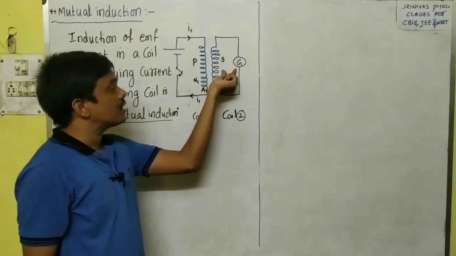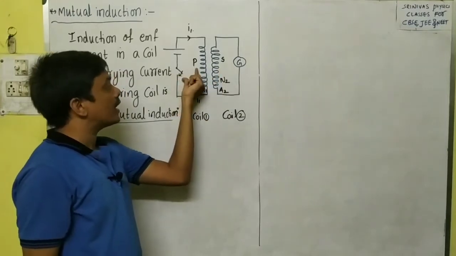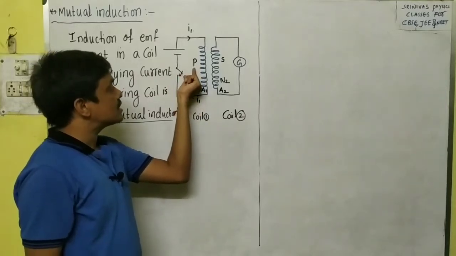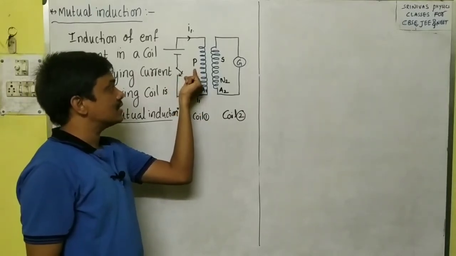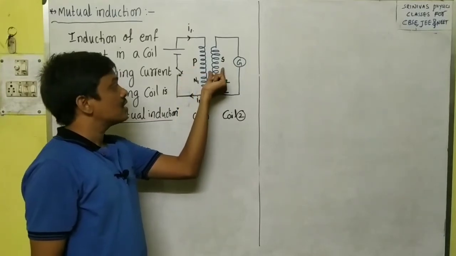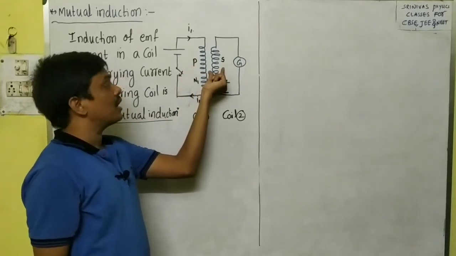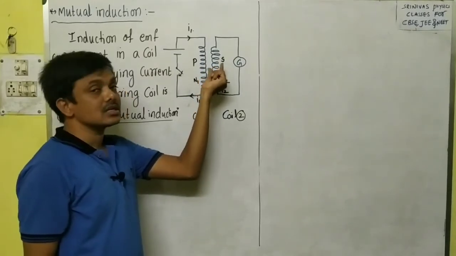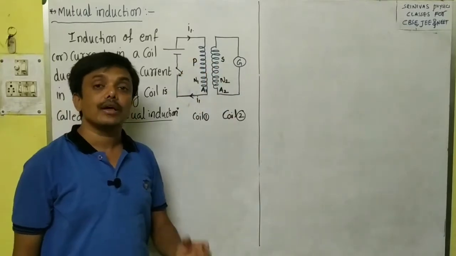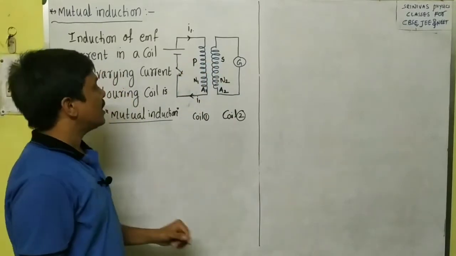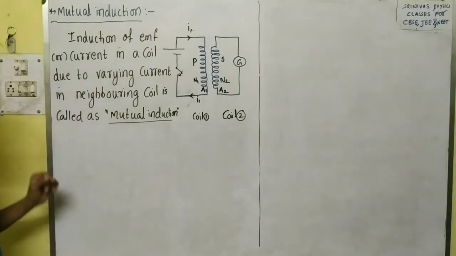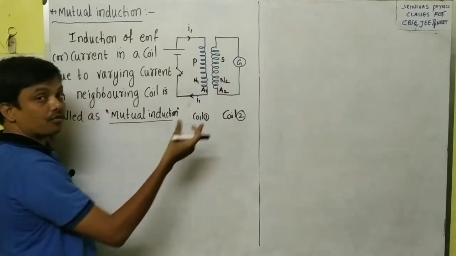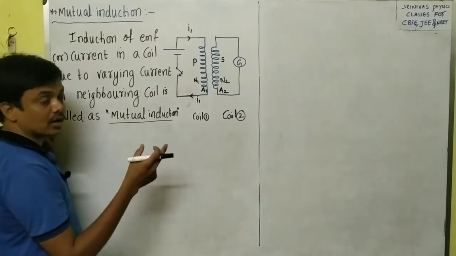That means induction of EMF in one coil due to varying current in a neighboring coil. When the current changes in this coil, the field changes and the flux changes. That change in flux links with the nearby coil. Whenever the flux linked with the nearby coil changes, EMF is induced in it according to Faraday's law. Our aim is to explain what mutual induction is and what factors it depends on, and we are going to discuss all of that.